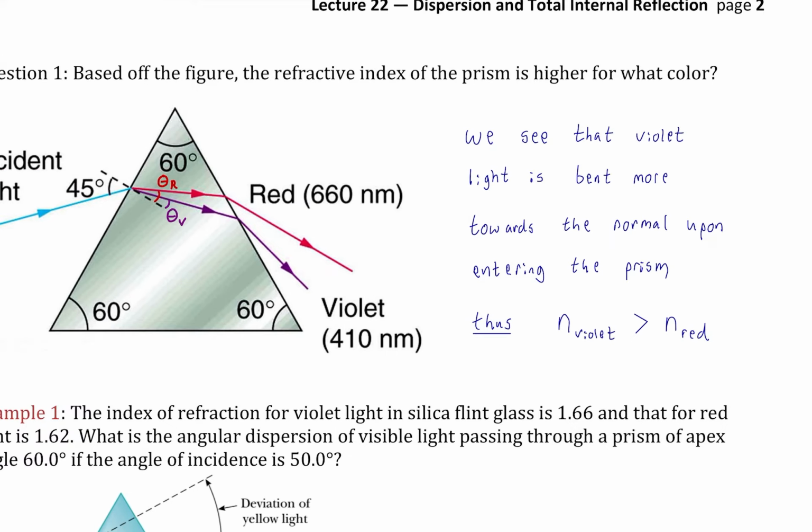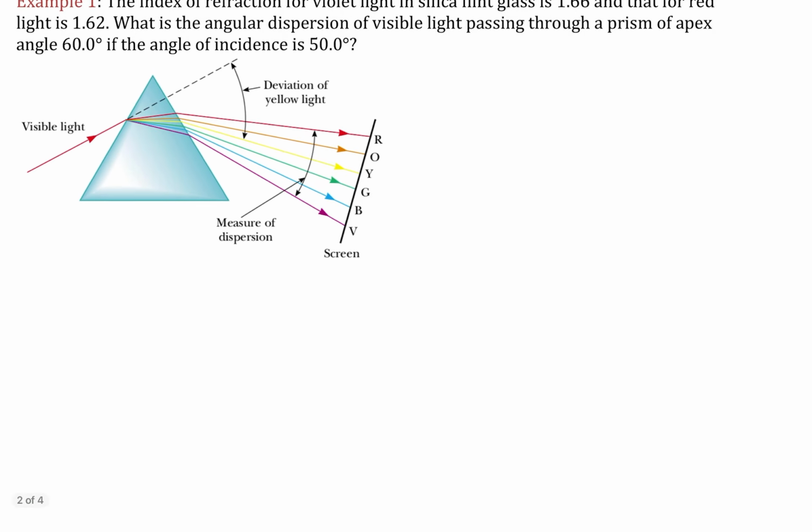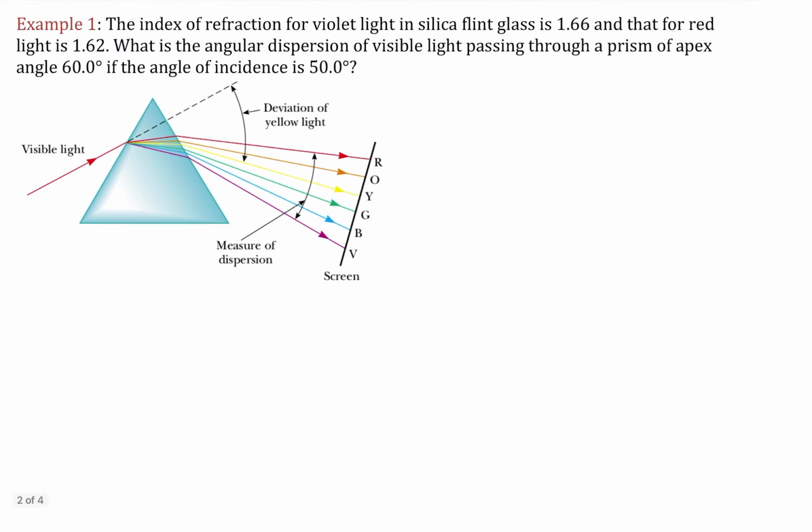Let's do our first numerical example, and our only one for dispersion. The index of refraction for violet light in silica flint glass is 1.66, and for red light, it's 1.62. So they're not equal, close, but not equal. What is the angular dispersion of visible light passing through a prism of apex angle 60 degrees if the angle of incidence is 50 degrees?